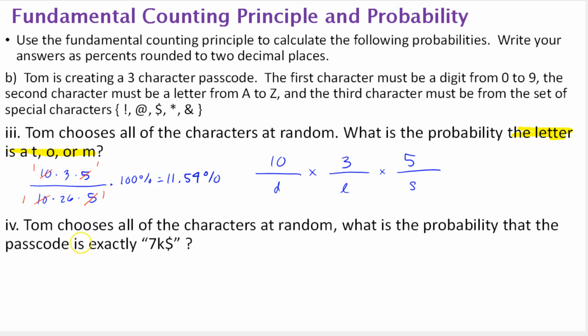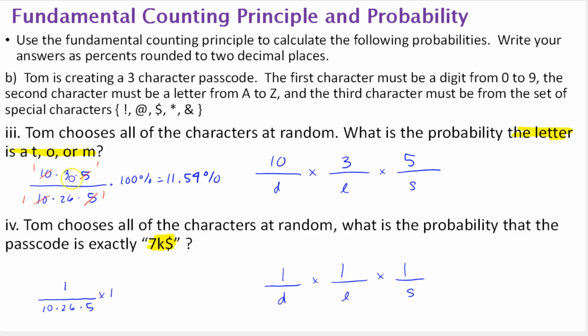And now let's look at our last question. Tom chooses all of the characters at random. What is the probability that the passcode is exactly 7K$? So you may see this directly, but notice this is giving us a specific value for each of the options. So it's restricting everything, the digit, the letter, and the special character. So there's only one way to get 7K$, and to show that, there's one way to get 7, 1 out of 26 ways to get the K, the letter, and 1 out of 5 ways to get the $. So this is 1 divided by that original number.